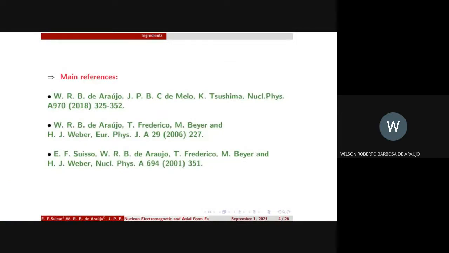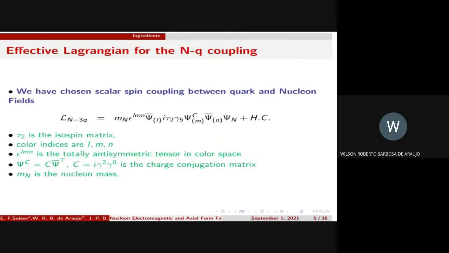Here are the main references of the nuclear model in which we are working. The first step of this work is the effective Lagrangian. We have chosen scalar spin coupling between quark and nucleon fields. In this Lagrangian, we identify the Pauli isospin matrix, the totally antisymmetric tensor in color space, the conjugate quark field, where C is the charge conjugation, and M_N is the nucleon mass.